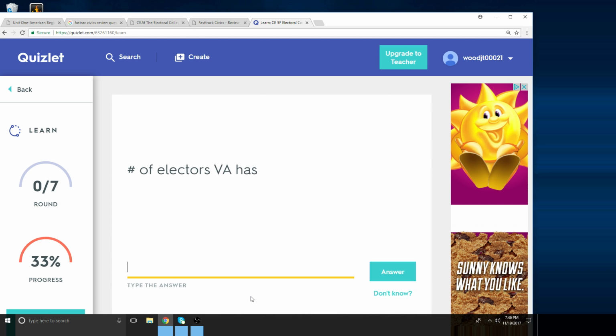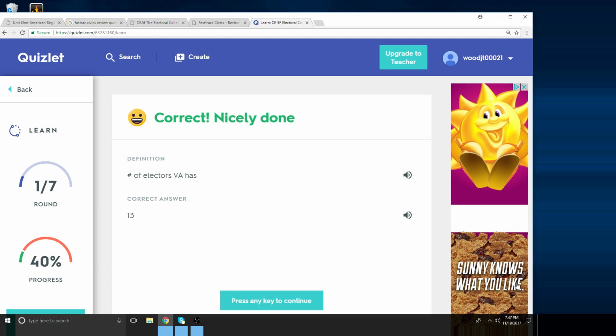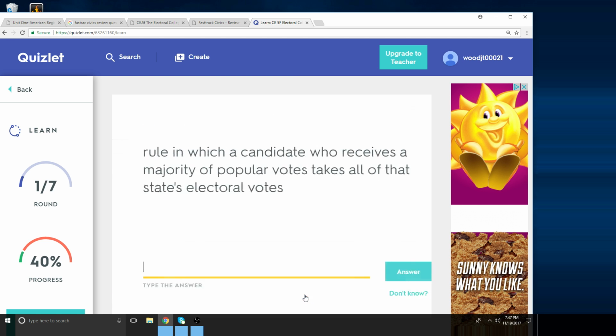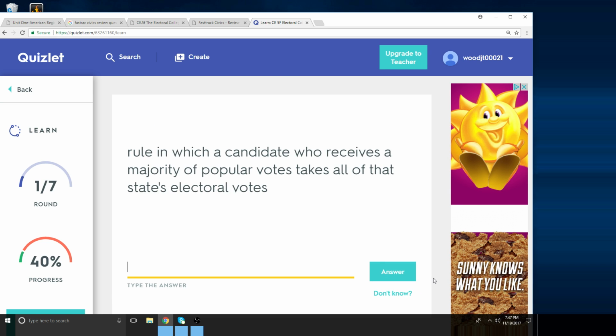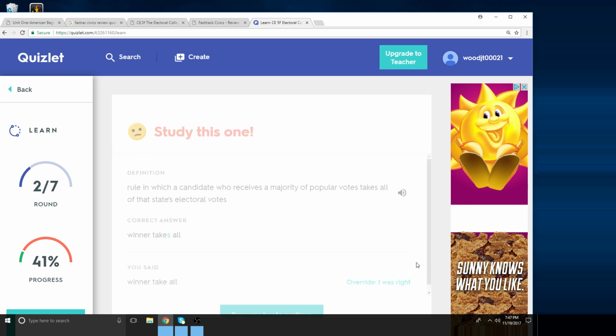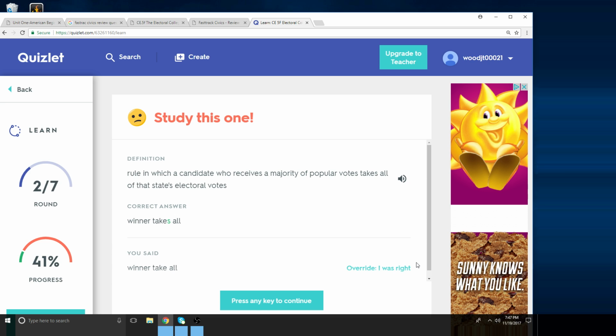Now I'm getting the hang of this, guys. The number of electors Virginia has. Oh, now I gotta type. Uh-oh. Rule in which candidate receives the majority of votes takes all of that. Oh, I don't know about how I could spell here. No, look at that. Look at that. That's cheating. It's cheating, guys.